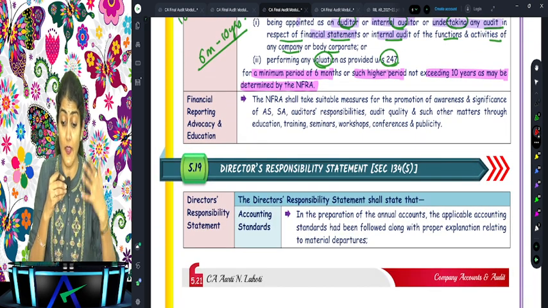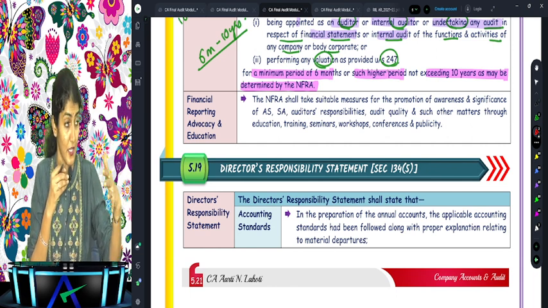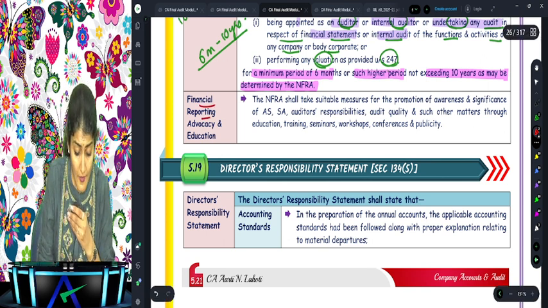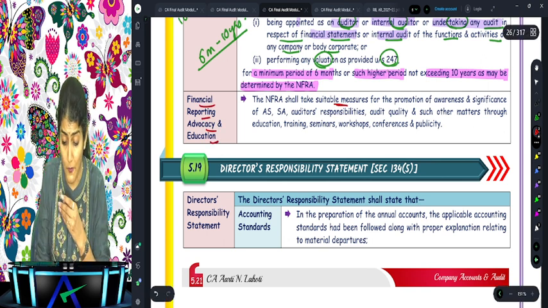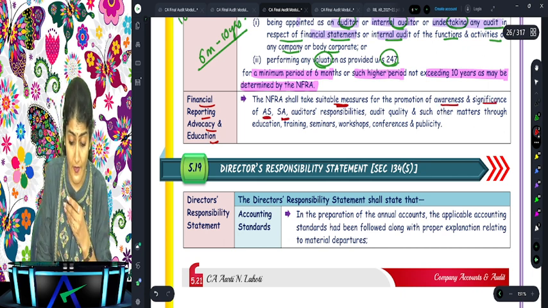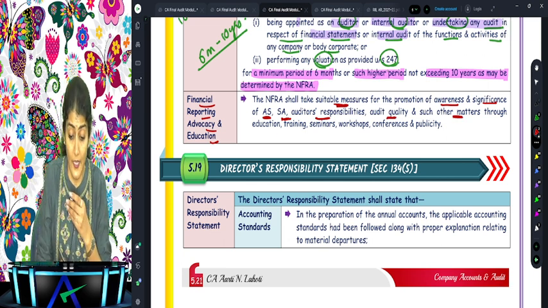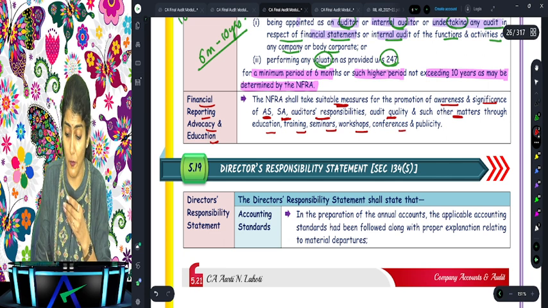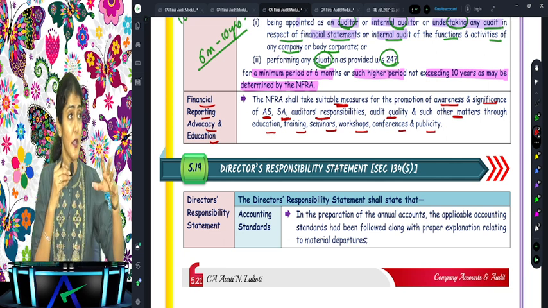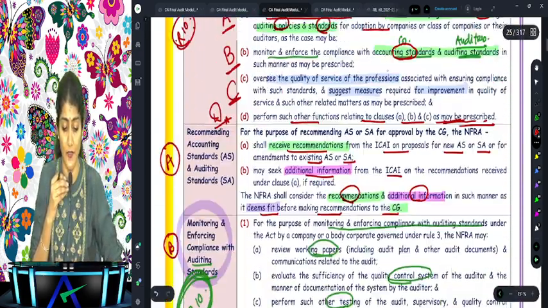And now see, ICAI keeps on conducting the CPE seminars, the continuing professional education seminars. But it says these type of seminars could also be conducted by the NFRA. The NFRA will also take suitable measures for promotion of the awareness and significance of the AS, SA, audit responsibility, audit quality, and such other matters through education, training, seminar, workshop, conferences, and publicity. So now it is not only ICAI who will conduct seminars. It could also be the NFRA which could be conducting these seminars, right?